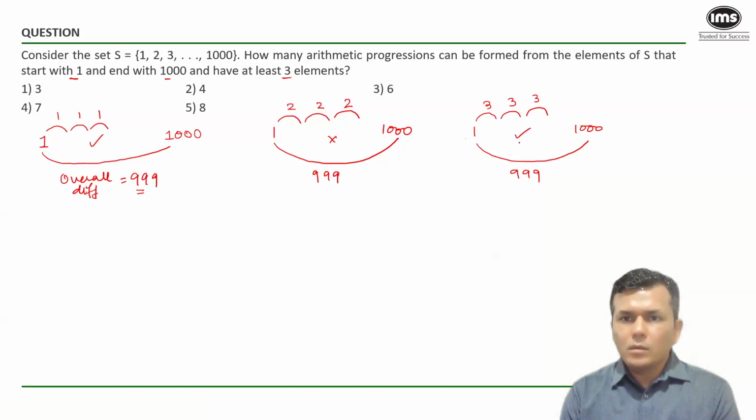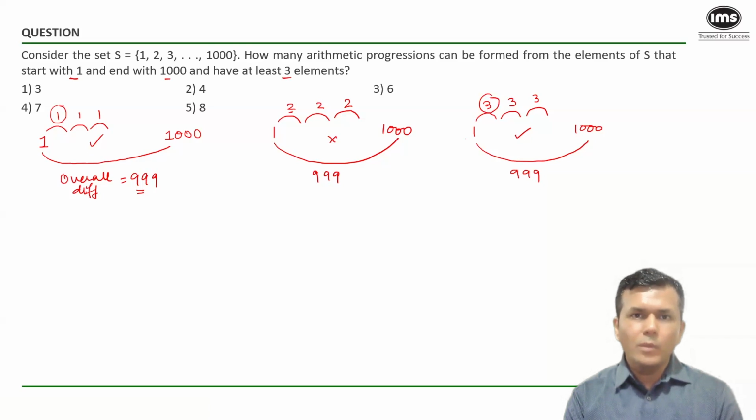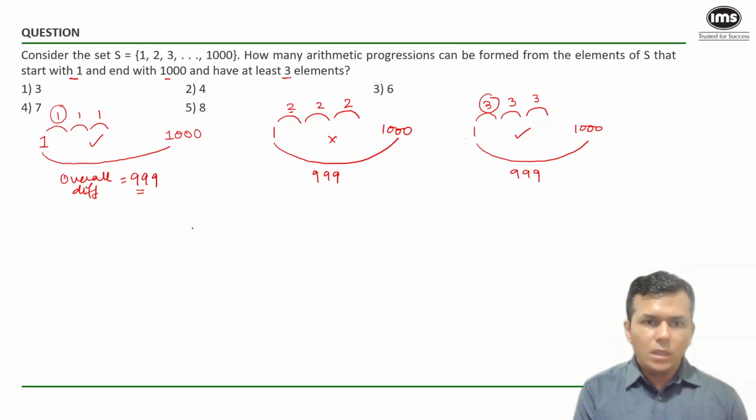So what we are able to understand from this is that if 999 has 1 as its factor, then having an AP with a common difference of 1 is possible. 2 is not a factor, and that is why having an AP with a difference of 2 is not possible. 3 is a factor of 999, and therefore having an AP with a difference of 3 is also possible, right? So how many APs can be created? Can we simply look at the number of factors of 999? Okay, so let's try to find out the number of factors of 999.